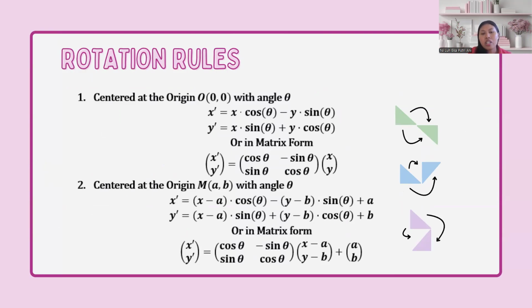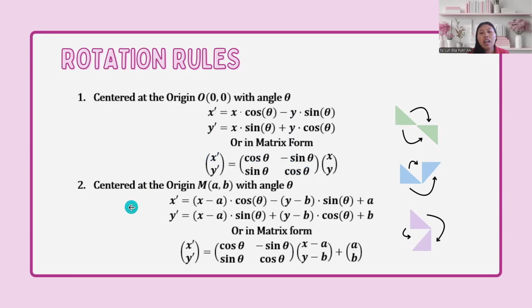Okay. Rotation rules. Centered at the origin O(0, 0) with angle theta, we have the rule x' = x cos θ − y sin θ, and y' = x sin θ + y cos θ, or in matrix form, we can use this.